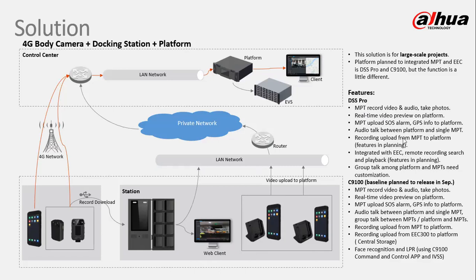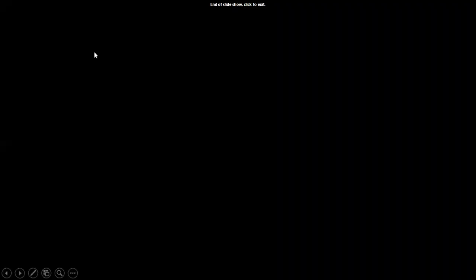Some of the features with DSS Pro: you can do recording, audio, and take photos, that is snapshots. You can do group talk between the platform and the MPT devices when necessary. Okay, so that's the general overview of mobile portable cameras. I think now we can move on to the transportation side.